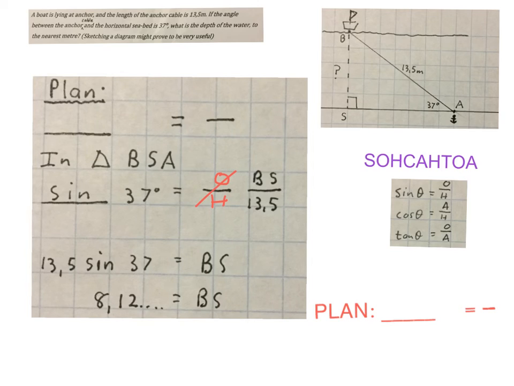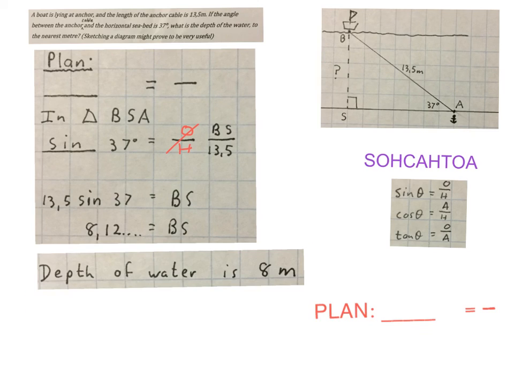In the beginning of the sum, they told us to find the depth of the water to the nearest meter. So now I give them a word sentence answer with the depth of the water to the nearest meter. Then I write: the depth of the water is 8 meters.